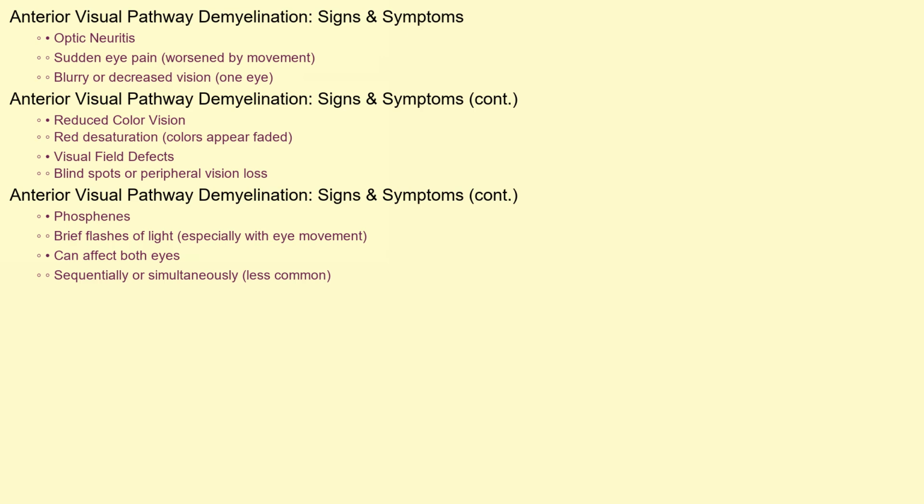The signs and symptoms of anterior visual pathway demyelination can vary, but commonly include optic neuritis, characterized by sudden onset of eye pain, often worsened by eye movement, and blurry or decreased vision in one eye. Other symptoms can include reduced color vision, particularly red desaturation, where colors appear washed out or faded. Visual field defects, such as blind spots or peripheral vision loss, may also occur. Some individuals experience phosphenes, which are brief flashes of light, especially with eye movement. In some cases, the condition can affect both eyes sequentially or simultaneously, though this is less common.